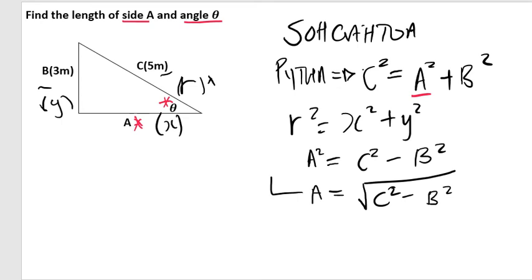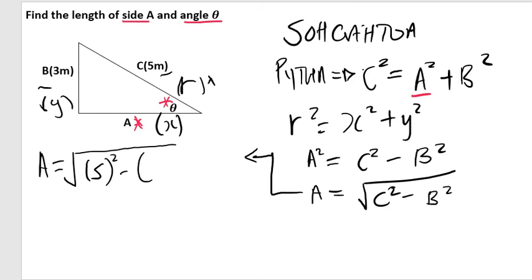Okay, let's just substitute the values. a equals the square root of the value of c, which is 5 squared, minus the value of b, which is 3 squared. When you punch this on your calculator, you'll get 4 meters. And this 4 meters is your answer, guys.